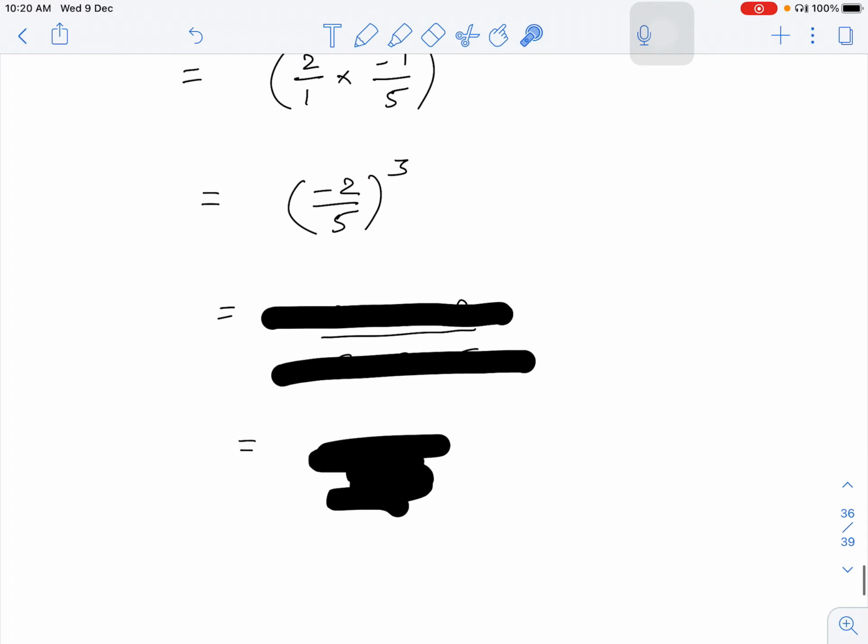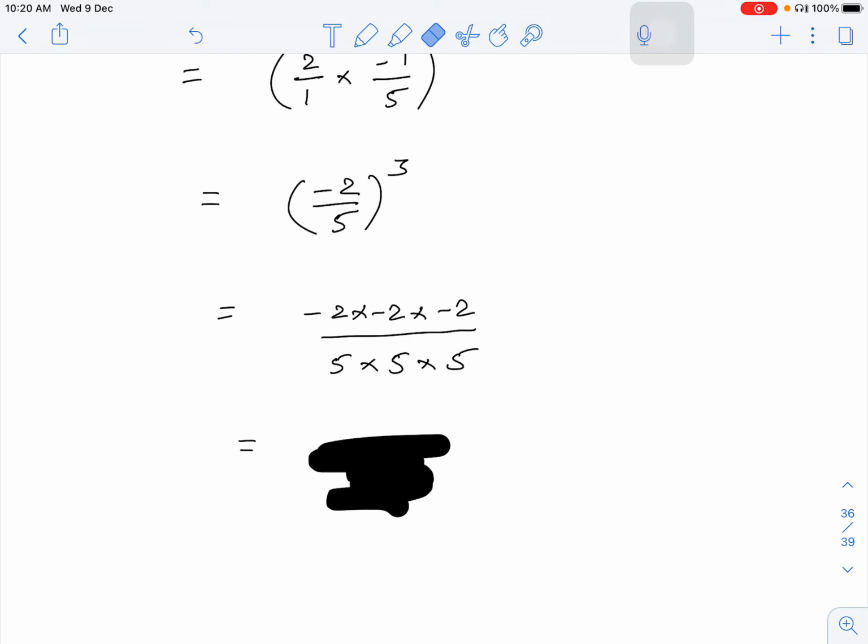So now what will be our answer? Minus 2 raised to 3 means minus 2 will be multiplied 3 times, and 5 will also be multiplied 3 times. Okay, so 2 twos are 4, 4 twos are 8. Our answer will be minus 8 upon 125.